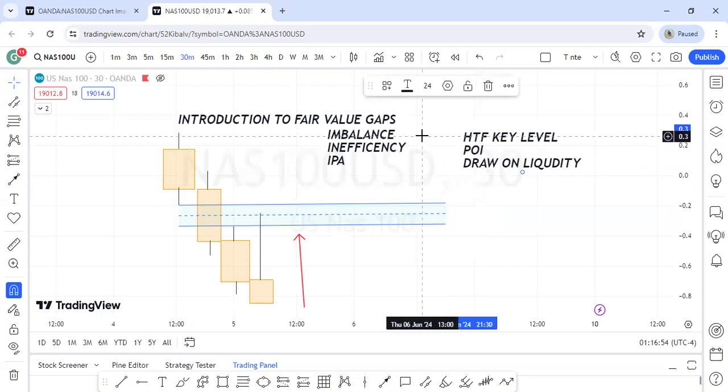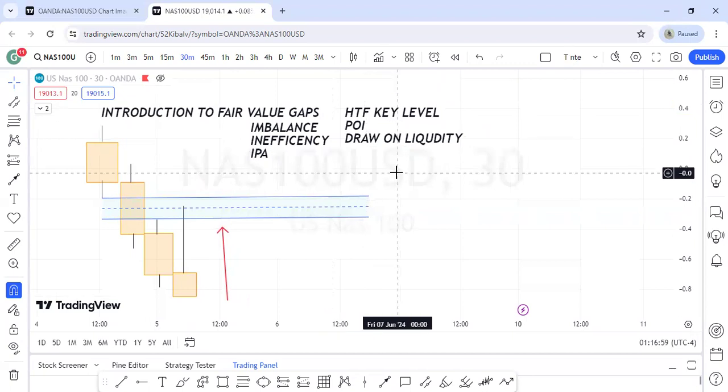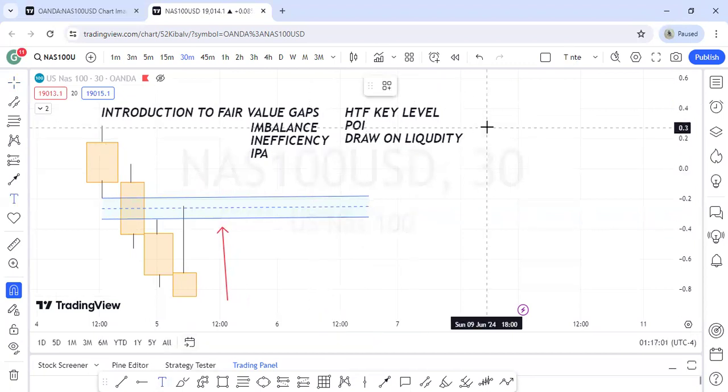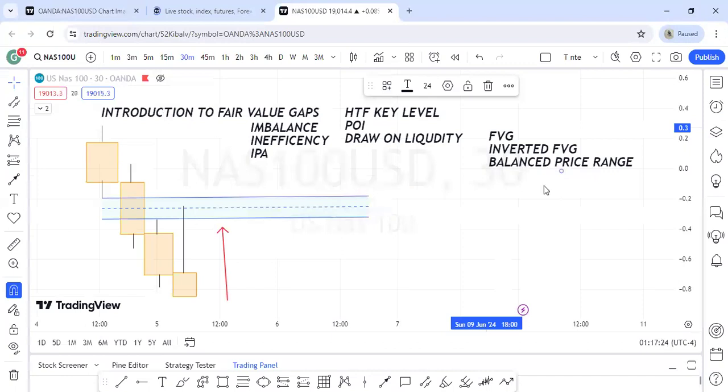So now we have various kinds of imbalances, and I'll just quickly talk about them. We have the normal fair value gap. We have the inverted fair value gap, and then the balanced price range. So these are the three kinds of imbalances that we have: the balanced price range, the inverted fair value gap, and the original fair value gap.